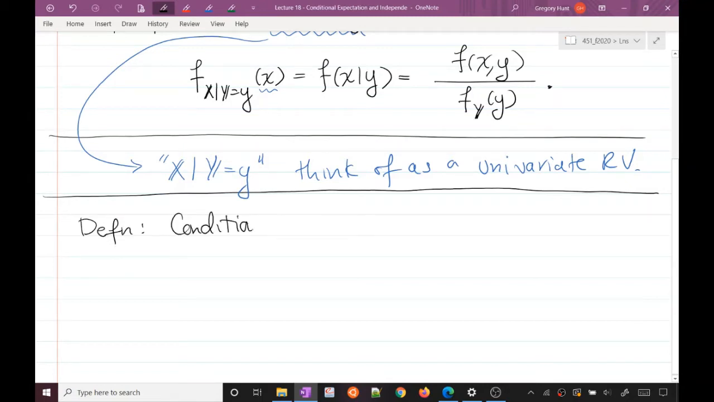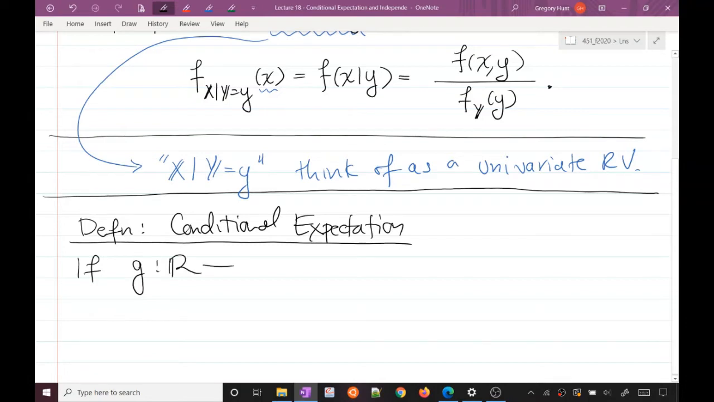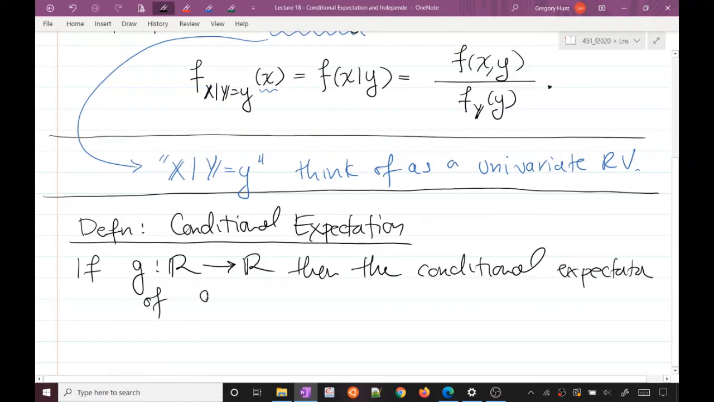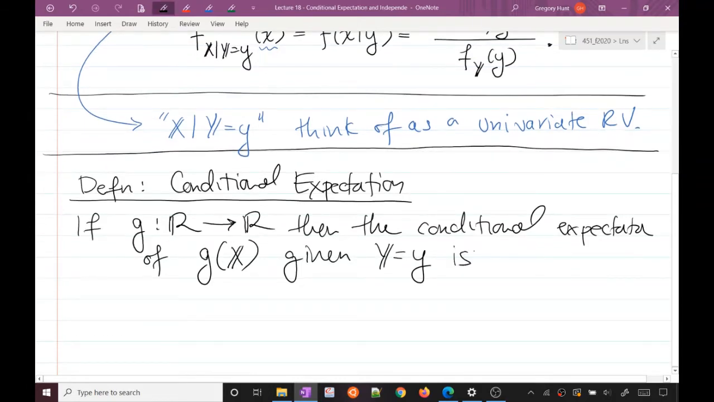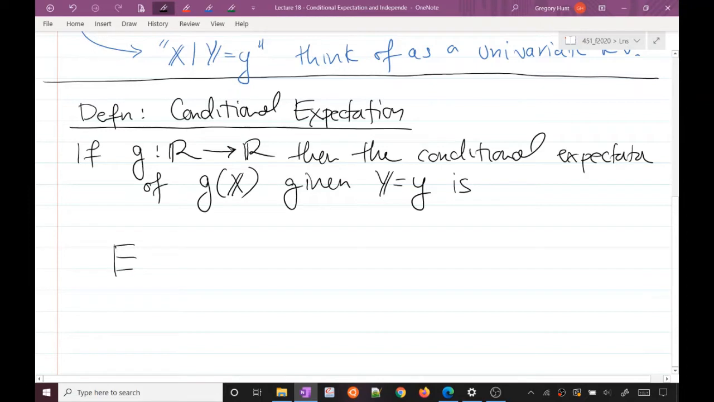Conditional expectation. And the idea of conditional expectation is, for example, if we have some function g, then the conditional expectation of some function of x, g of x, given y is equal to little y, is denoted expected value of g of x bar y is little y.